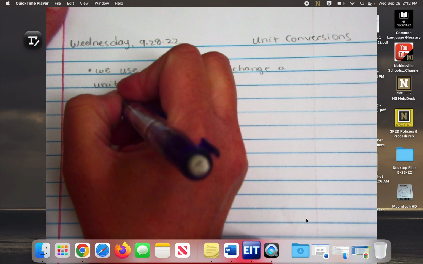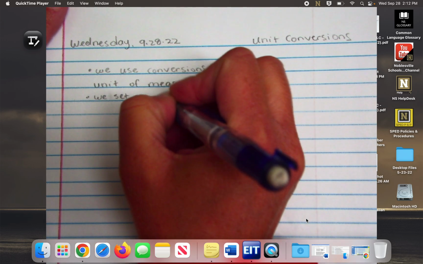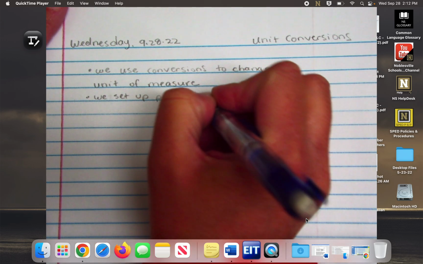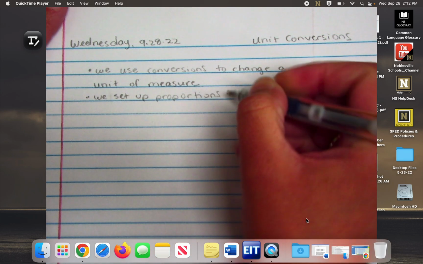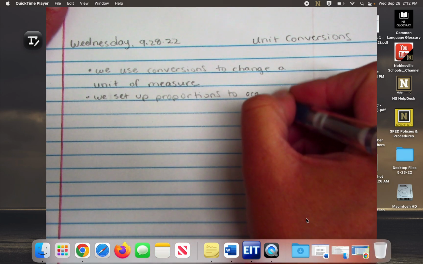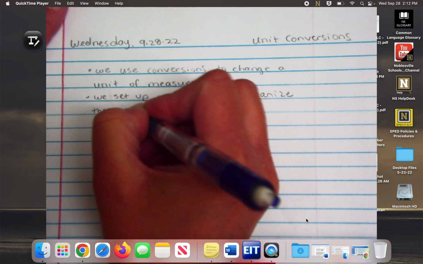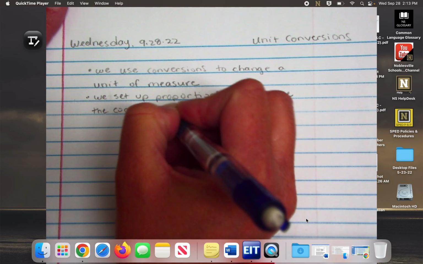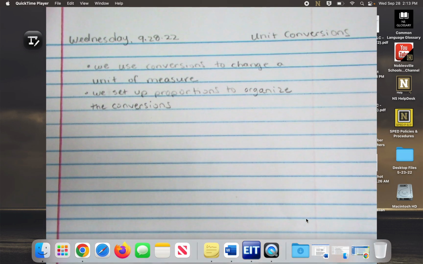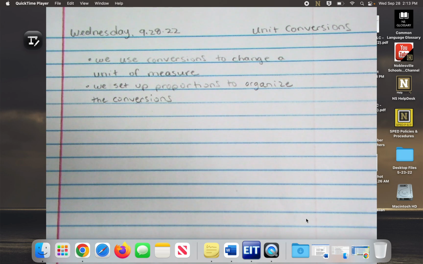We set up proportions to organize the conversions. So that's going to be our way to keep everything lined up, keep the units of measure in the right spot so we don't confuse ourselves. Labeling is going to be something that's really important for this.